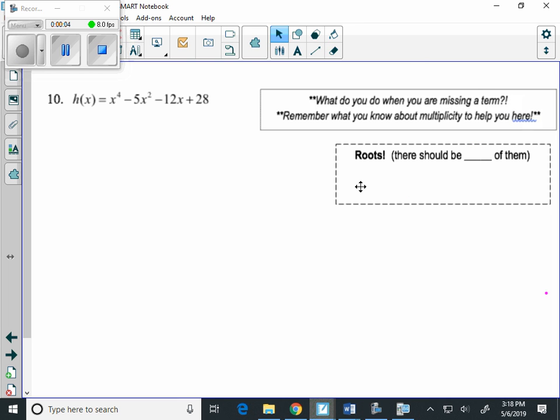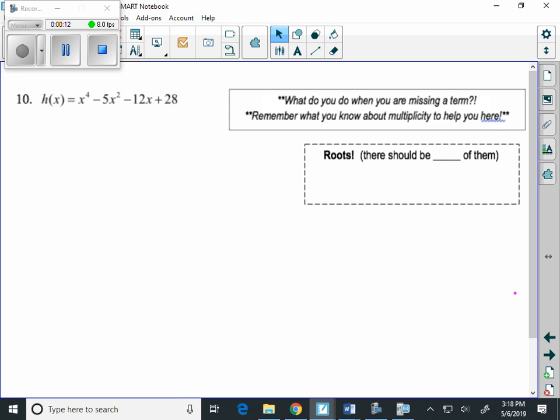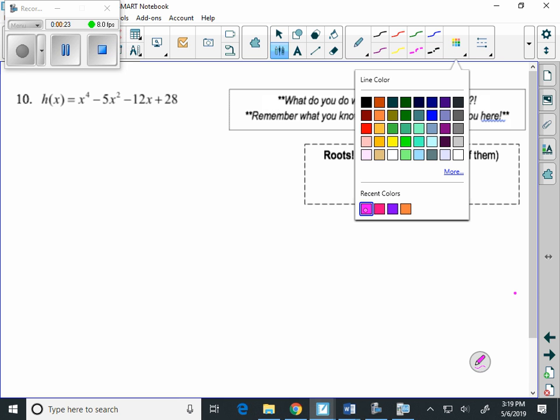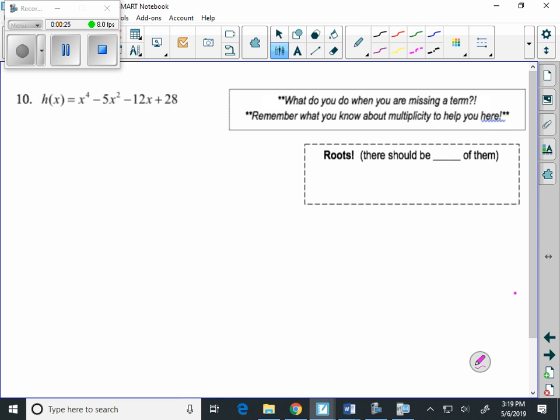Problem number 10 is an interesting problem. H of x equals x to the fourth minus 5x squared minus 12x plus 28. And the first thing that we're going to do is type it in, and I actually have it already typed in. But before we get going too far on this, one thing that we can notice about this problem is that the degree of this function is 4, which means there should be 4 roots.